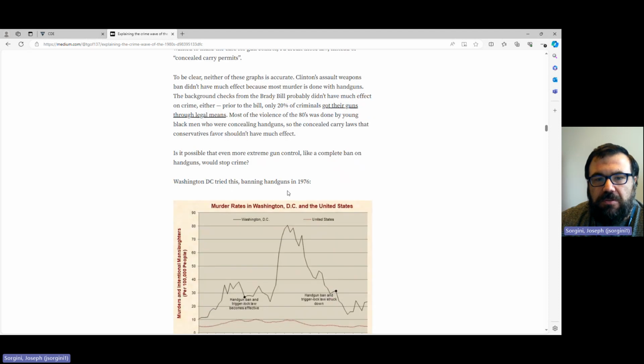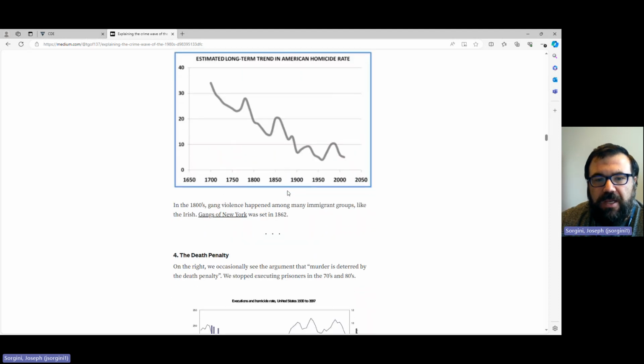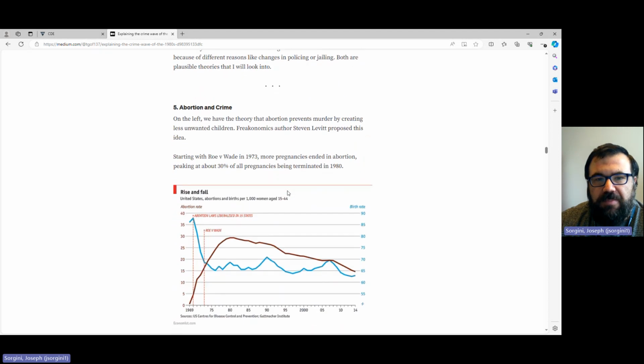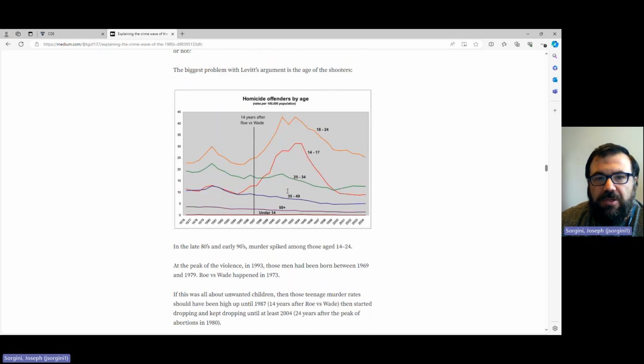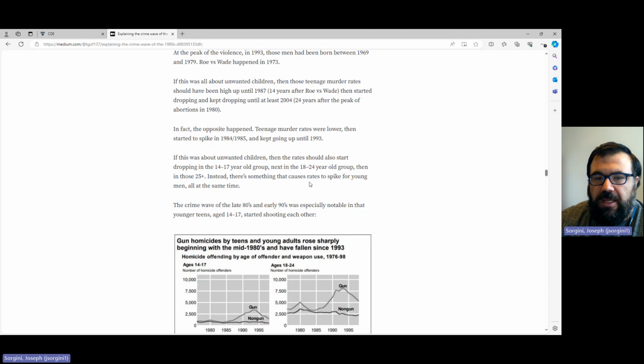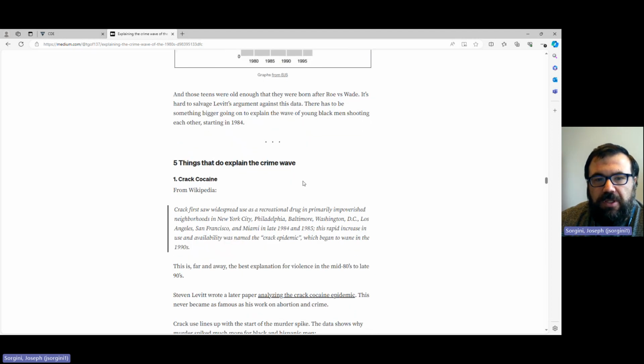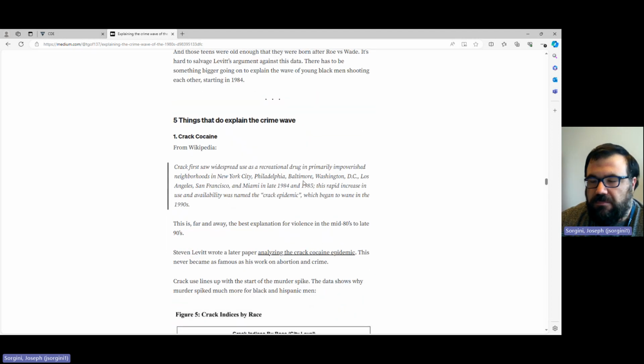Issues with gun control, murder rates in a specific area, or does it have a connection to the death penalty or even abortion and crime? But really what I wanted to show you guys, and this is included in the slide, you can look at it a little bit more, is what the crime rate issue really is.